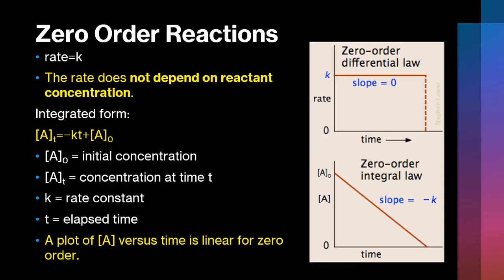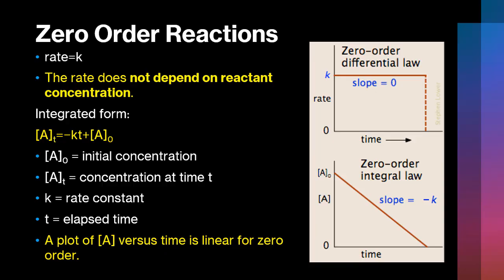Let's begin with the simplest mathematical case, zero order. For a zero order reaction, the rate is simply equal to the rate constant. Notice there is no concentration term here. That means that the rate does not depend on the concentration of the reactant. The integrated form then is the concentration of A at time t is equal to negative kt plus the initial concentration of A. Here, A naught is our initial concentration. A sub t is the concentration at some later time, k is our rate constant, and t is the elapsed time.